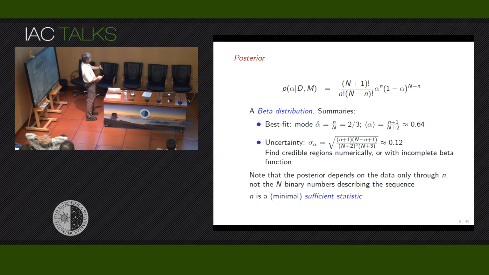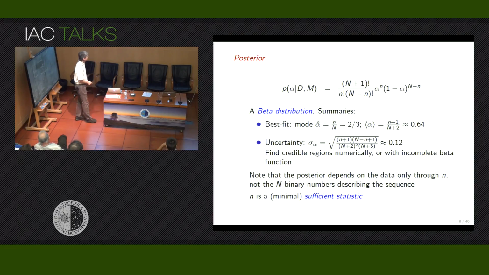And then here are some summaries. The mode is at the frequency, little n over big N, 2/3 for the sample I showed you with 8 successes in 12 trials. The posterior mean is shifted, in this case, to the left a little bit. It's a slightly skewed distribution in general. There's a messy formula for the standard deviation, but if you look at it when the counts are large, you can convince yourself it's basically a 1 over root n type uncertainty.